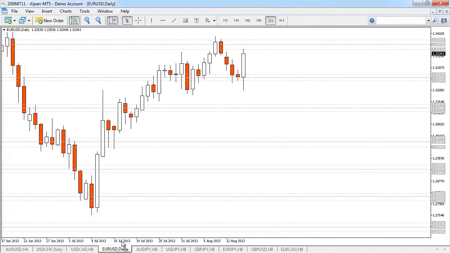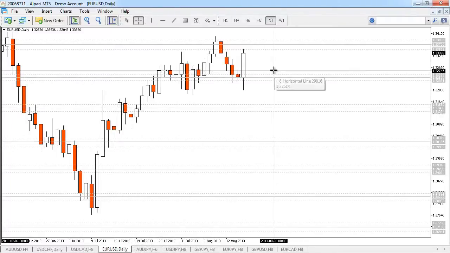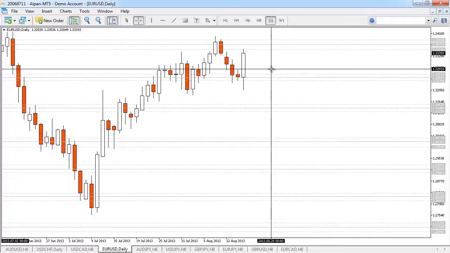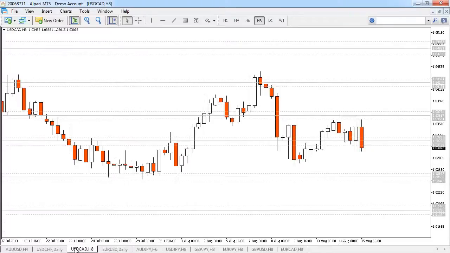Well, I think we've covered enough examples of the kinds of entries I use. 90% of the time, my entry is just the high of the indecision candle. There are some times where I'll use the psychological level, and if the psychological level is too far away, I'll wait for the retrace. Or if the wick, like we saw with the USD CAD trade, is too far away, I'll enter on the retrace.